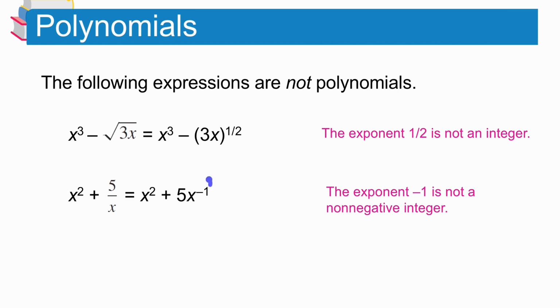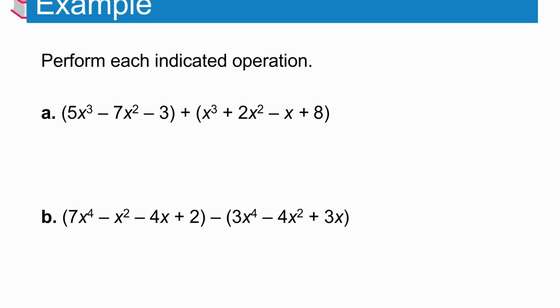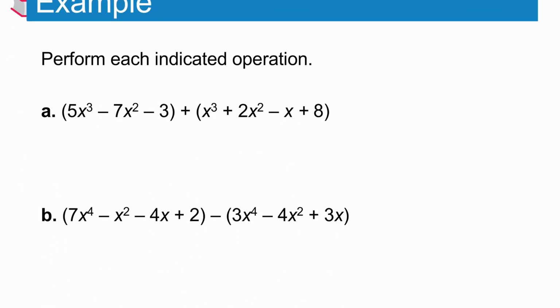Or if you have a negative power that you can't get rid of and cancel out, so it really needs to be a whole number, a non-negative integer. And then we can add and subtract polynomials. So here, let's go ahead and do some addition and subtraction.